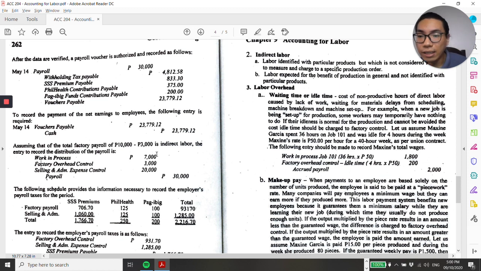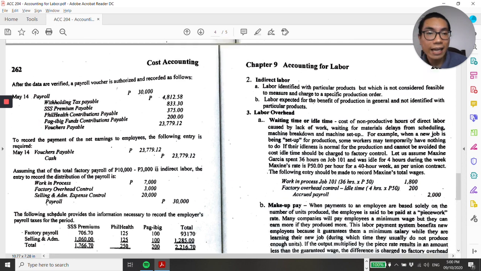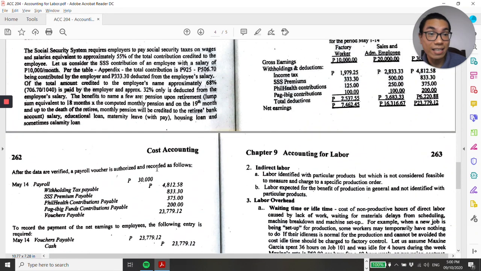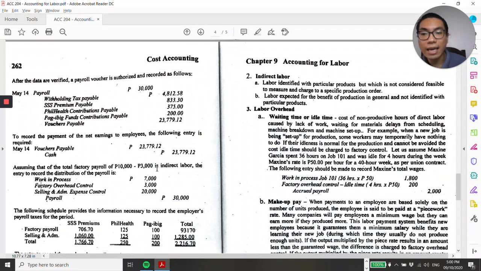And then yung ating selling and admin, sales and admin employee, syempre dapat period cost natin siya, since hindi naman siya directly related to the certain job or hindi rin siya related to the production itself.